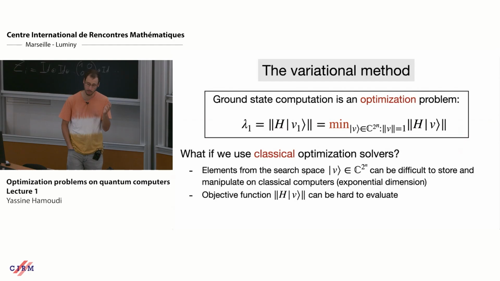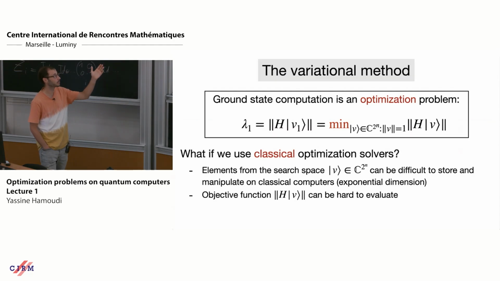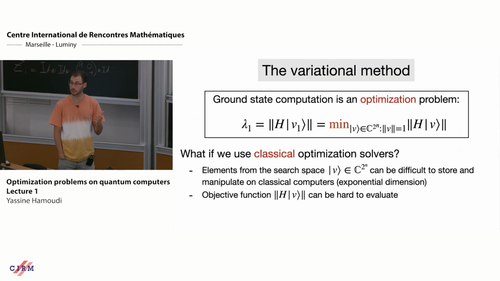And you may ask, why don't we try to use a classical optimization method? Before using a quantum one, why don't we use a classical one? Well, there are some obstacles that you immediately face. One is that the search space is extremely large, right? You want to optimize over vectors of dimension 2 to the n. So you have exponentially many parameters, so even storing the state in your memory would not be possible.